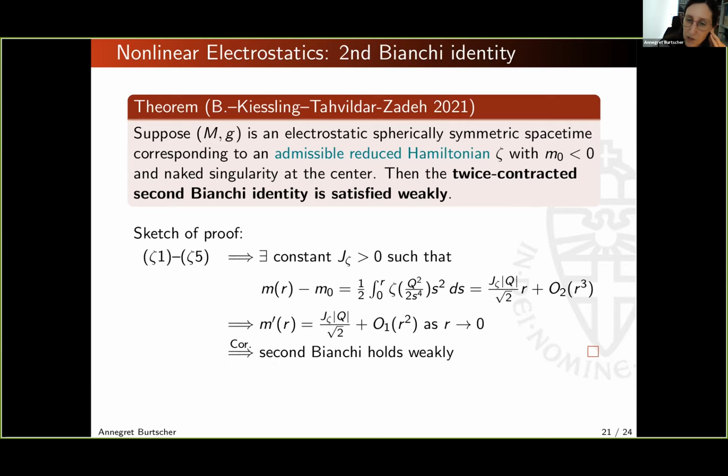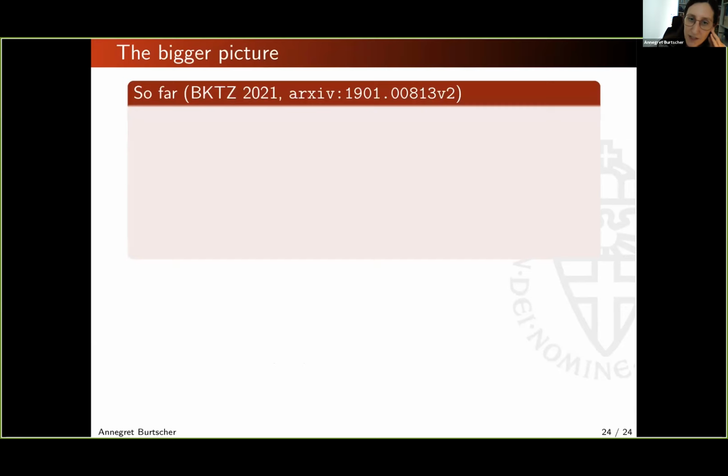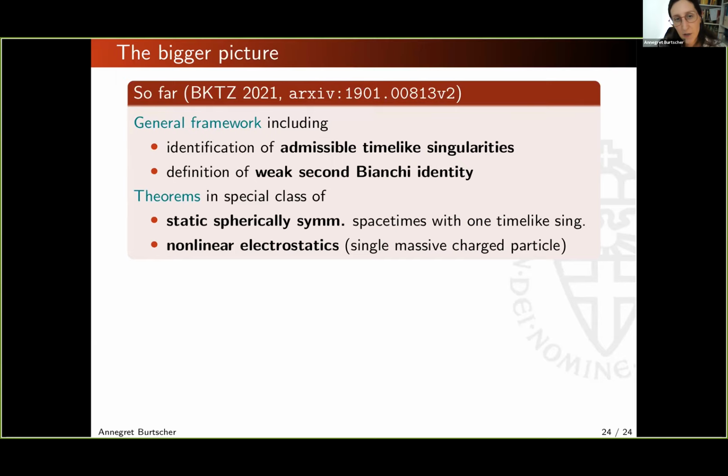And this just follows from the corollary that I've shown before. Okay, I'll skip this. And just say at the end, what have we shown? So we have established a more general framework to understand what are admissible time-like singularities. And those are then the ones that are related to obtaining a weak second Bianchi identity. And we have obtained rigorous theorems in the special case of static spherically symmetric spacetimes with one time-like singularity and certain electromagnetic models. And of course, still a lot of questions left.